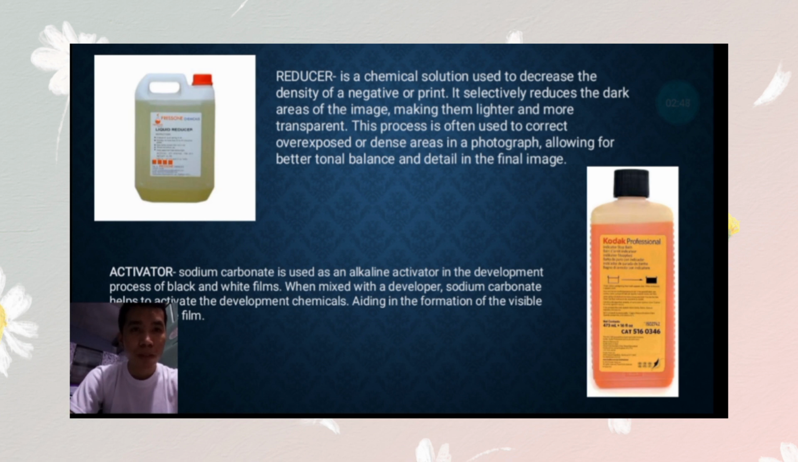Next is the developer called the reducer. It is a chemical solution used to decrease the density of a negative or print. It selectively reduces the dark areas of the image, making them lighter and more transparent. This process is often used to correct overexposed or dense areas in a photograph, allowing for a better tonal balance and detail in the final image.